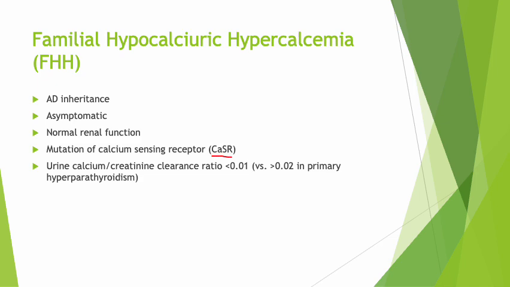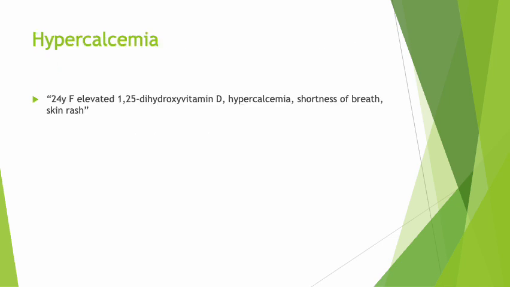And I had this on my exam, that the urine calcium creatinine clearance ratio was low. So it's going to be that less than 0.01, which is different from what you would expect for primary hyperparathyroidism. But I think these are the highest yield things for FHH.